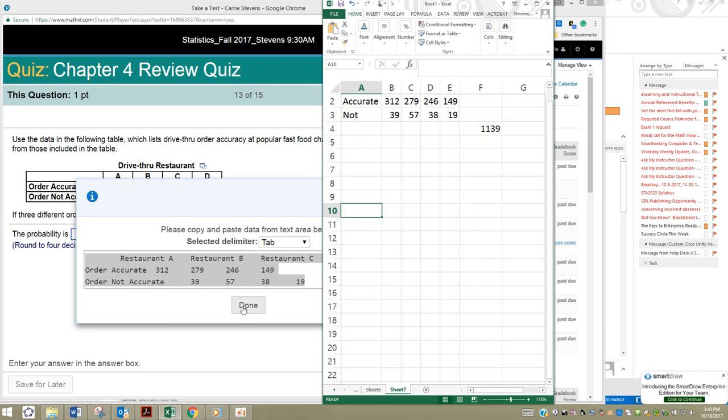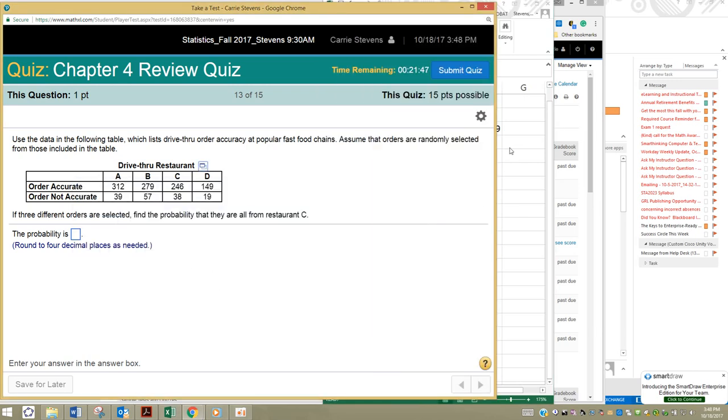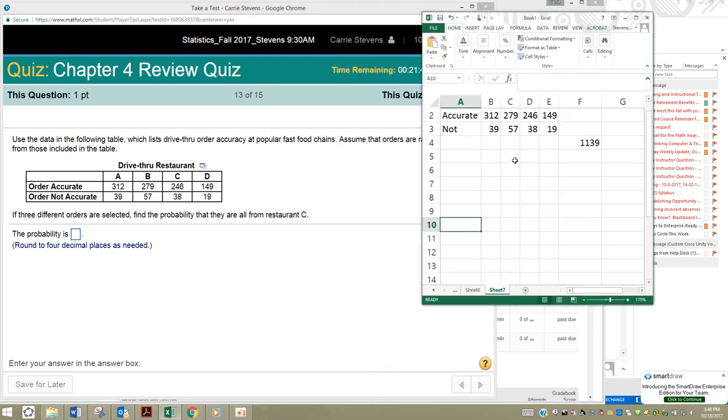And we want to know what's the probability of randomly selecting 3 different subjects, 3 different orders out of this entire box and getting all 3 of them without putting any back. All 3 of them are going to be from restaurant C. So we are going to do the probability of C and then C and then C. All right, so on the first try, we have how many C's?